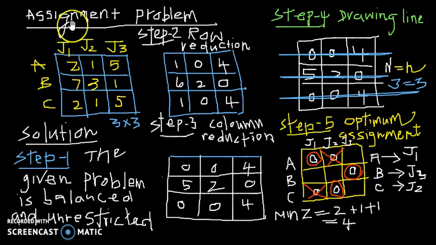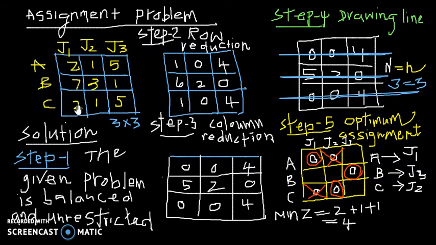Okay, so the assignment problem. We know that we are assigning persons to jobs, or jobs to persons, or machines to works, or works to machines, and the corresponding assignment costs will be given to us in this particular format. This type of problem we call an assignment problem.